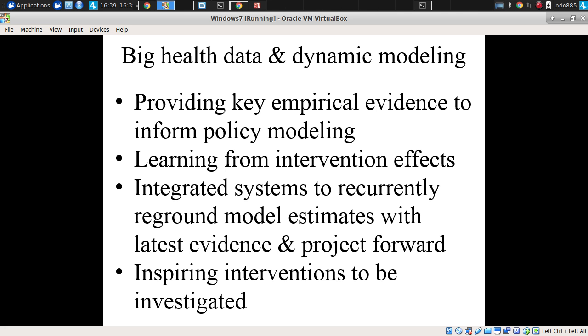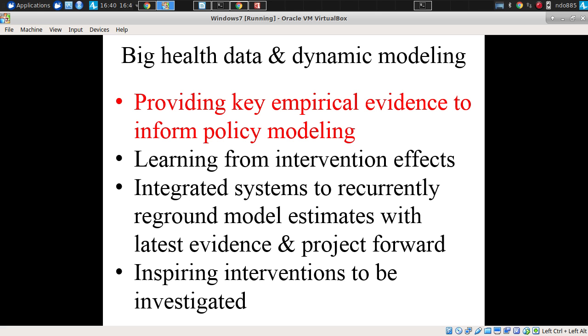Okay, so we've seen dynamic models, we've seen big data. How do these two come together? Well, it turns out that they come together in a number of different ways. There's no one story about how they're combined, but there are a couple of ways that are recurrently revisited by many particular examples. One thing is that they allow us to take empirical evidence that's gathered via these data sources and use it to inform policy modeling.